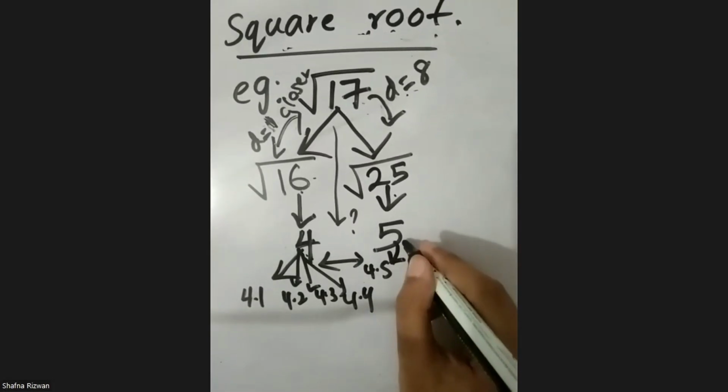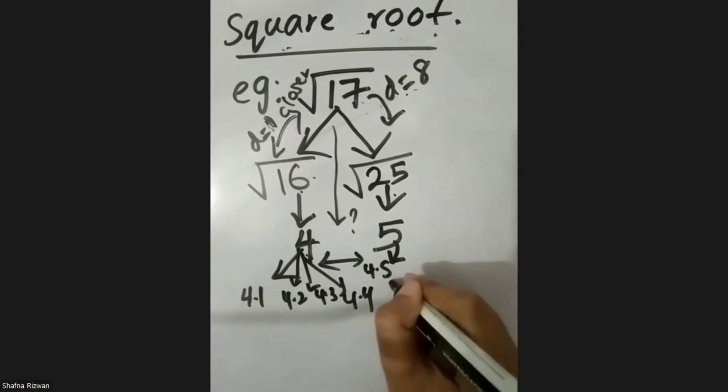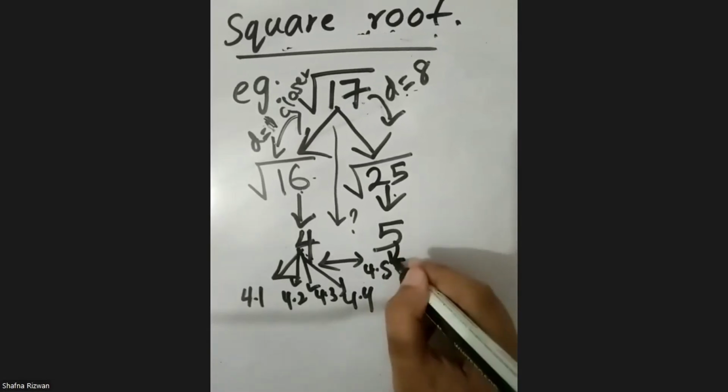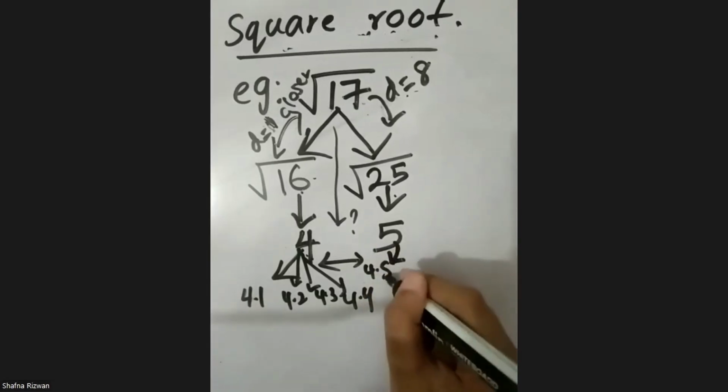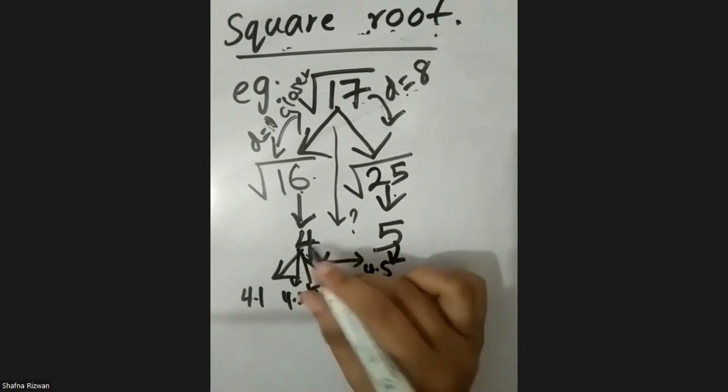But 4.5, I have to take under 5 only. 4.5 should come under 5 because if the last place has 5 or more than 5, it will come under the next value, that is 5. But there are some situations where this 4.5 can come under 4 also.